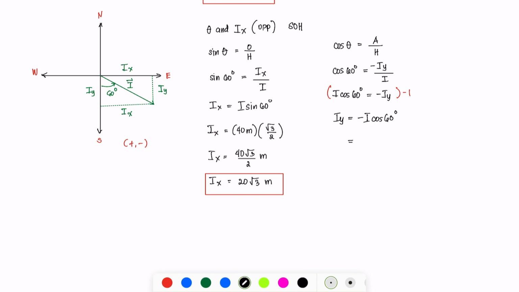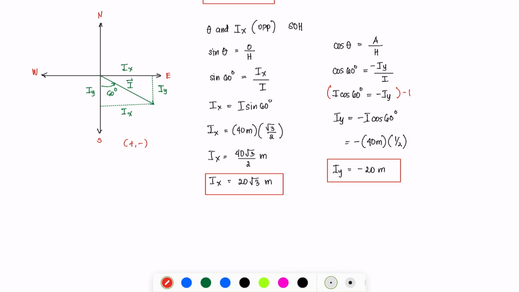Substitute the values. It's just going to be the negative, and I is 40 meters. And again, remember the unit circle, the cosine of 60 is just 1/2. So it's very clear that I sub y will simply give you negative 20 meters. Just going to put a box over there. All right.